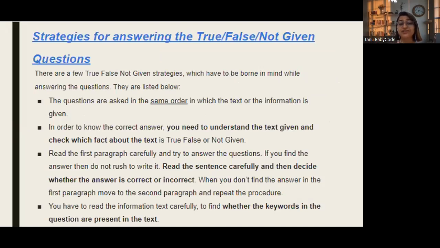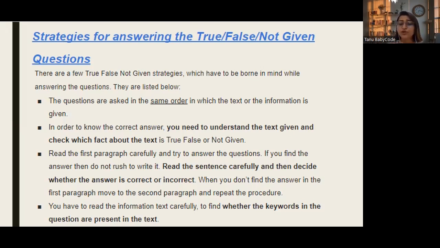Now, what are the strategies that you need to know while answering true, false, not given questions? There are a few strategies which you need to keep in mind. These are listed on my screen. The first one is that the questions are asked in the same order in which the information is given. As I mentioned before, no need to move here and there. Try to find the first answer and you will always get the second one after it.